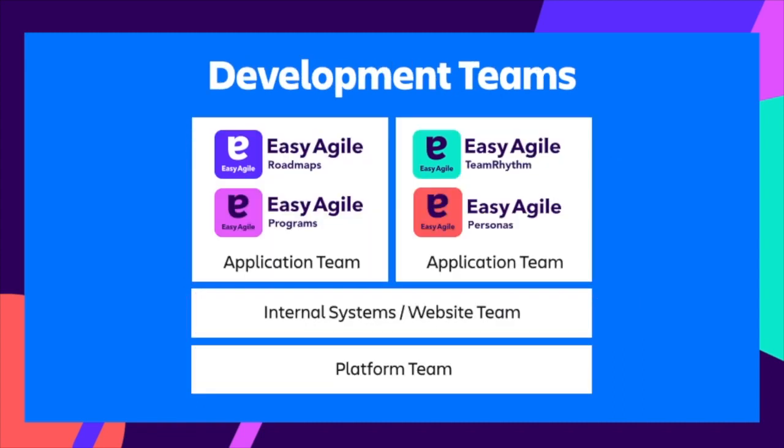We have a couple of development teams at Easy Agile. We've got 2 development teams that look after 2 apps each. We've got an internal systems team that look after our website, our analytics, and our marketing data. And finally, a platform team who are responsible for our infrastructure, continuous integration and deployment pipelines, and security. And as Sean mentioned, my name is Jamie and I'm on the platform team at Easy Agile.